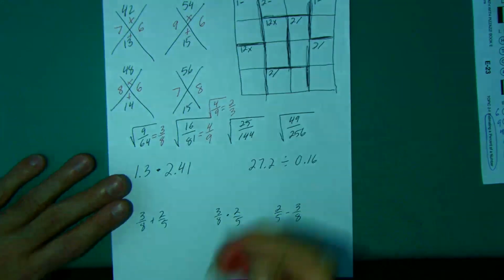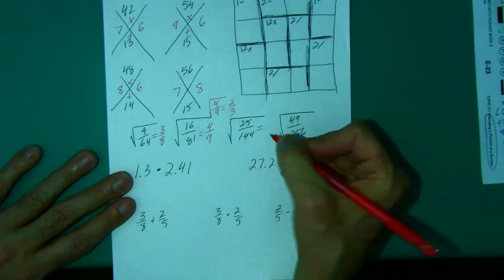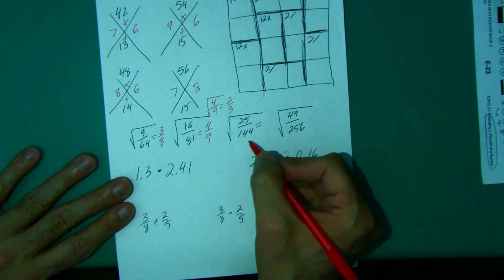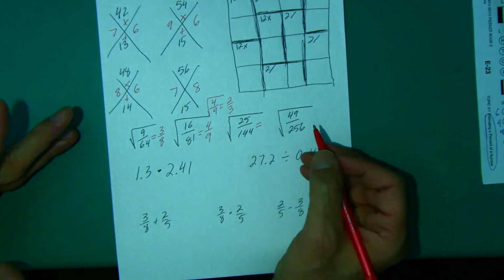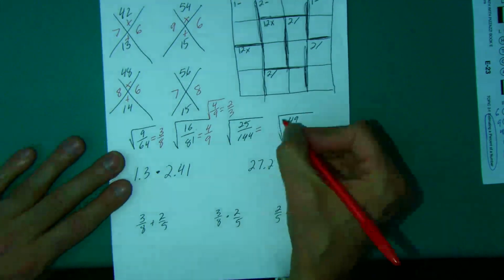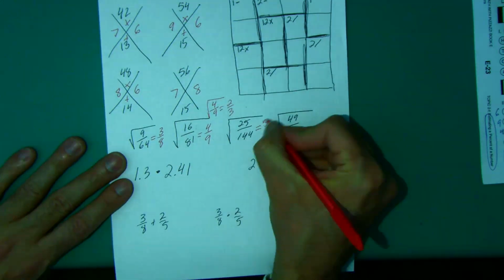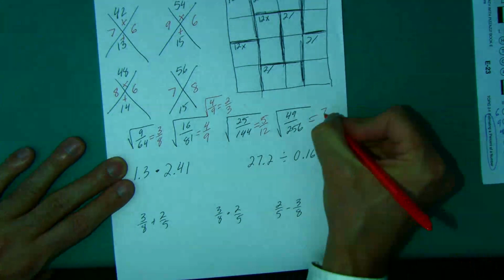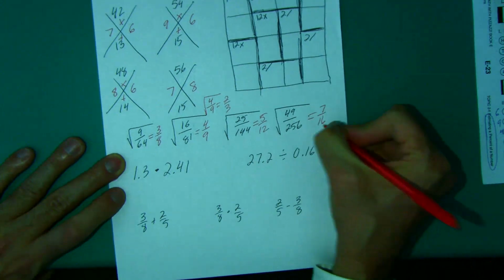All right, 25 over a gross number. Ooh, that's gross. A dozen. Remember, that's called a gross. 12 is a dozen, 144, a dozen. It's called a gross. That's the name for it. What is the square root of 25 over a gross? 5 over a dozen. And 49 over 256, hopefully you said 7 over 16.